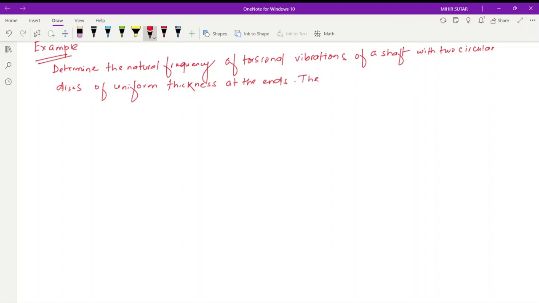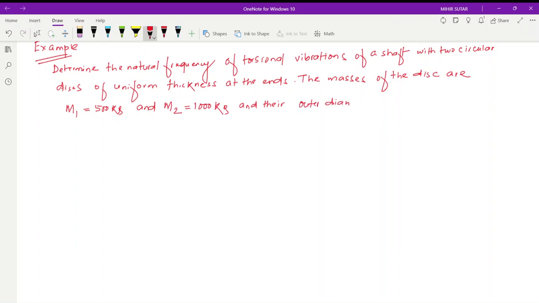The masses of the disc are, let's say, M1 is 500 kg and M2 is 1000 kg, and their outer diameters are D1 125 centimeter and D2 is 190 centimeter.